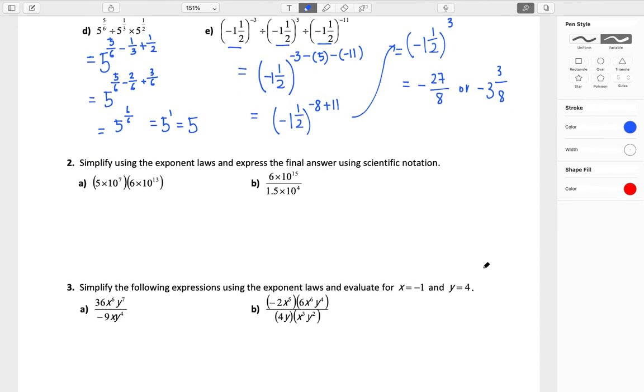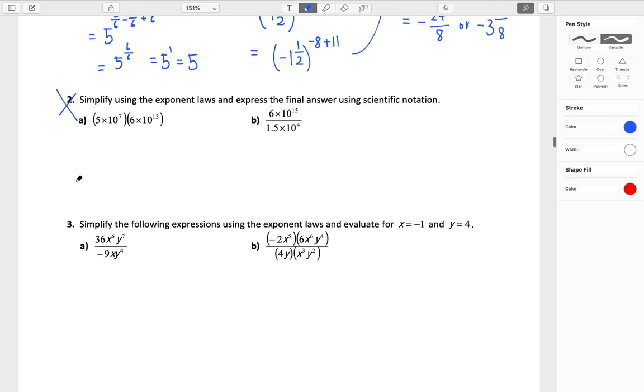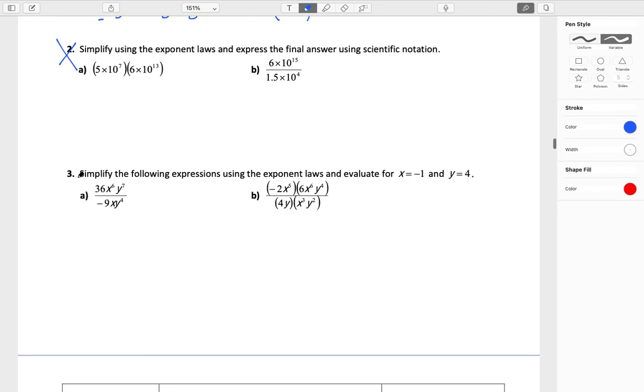Okay. Now, don't worry about scientific notation. We'll omit this for now, so you don't have to know. But let's take a look at number 3b. So same thing. We are going to simplify first and then evaluate by plugging in these numbers. So let's simplify the numerator. So let's do the numbers first. -2 times 6 is -12. And then x, you're going to add 5 plus 6 is 11. And there's nothing for y, so the y stays the same.